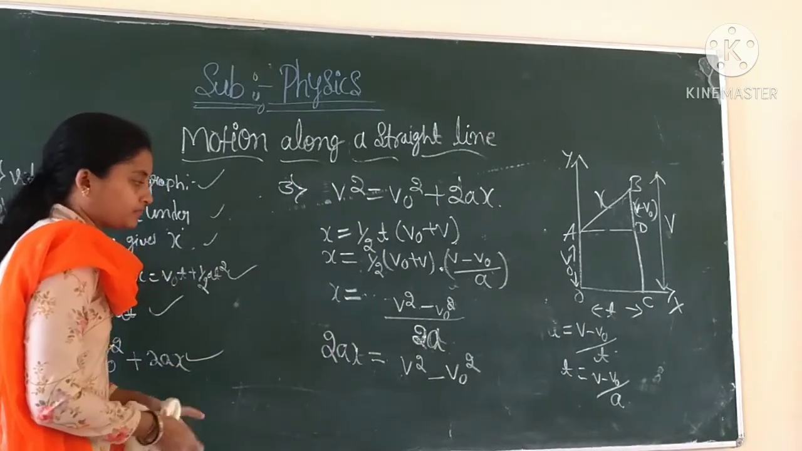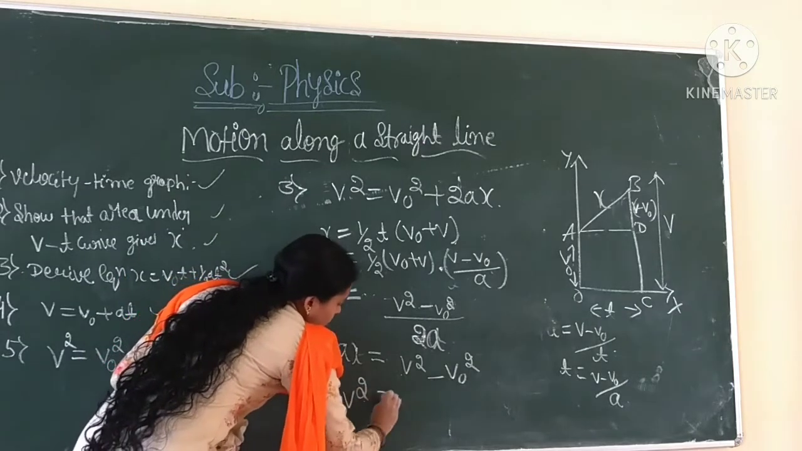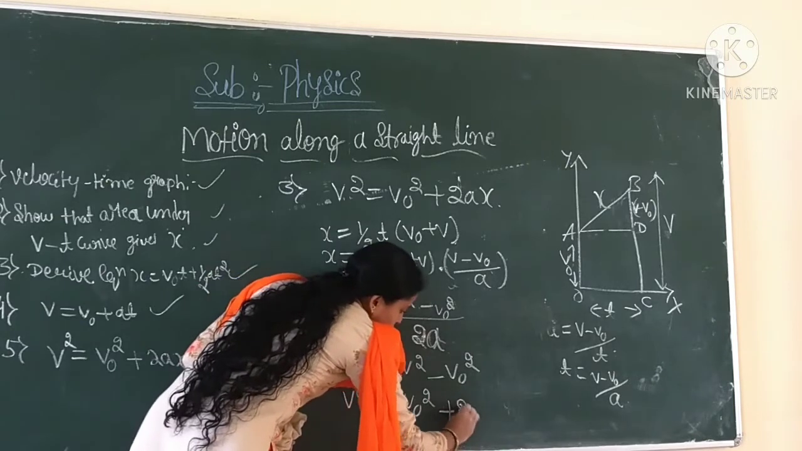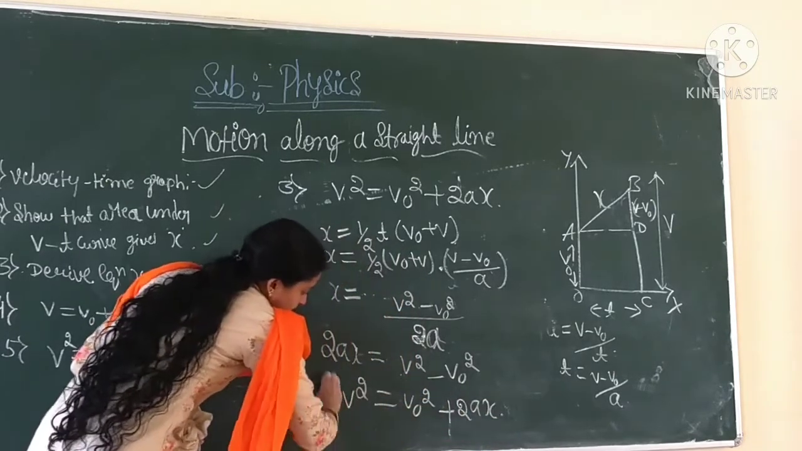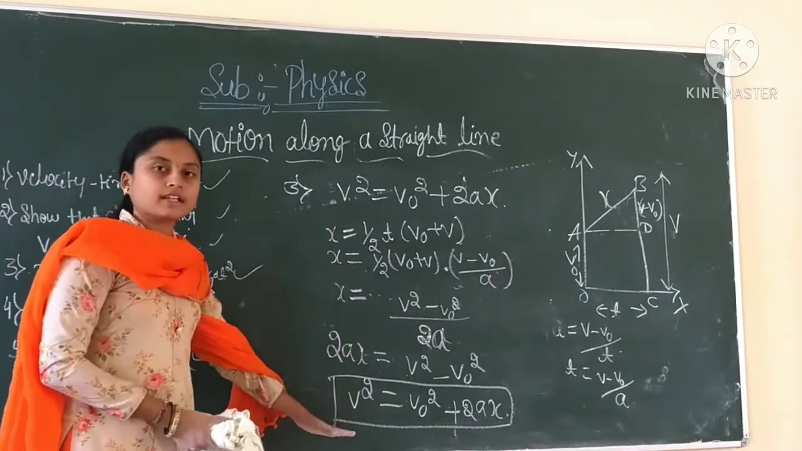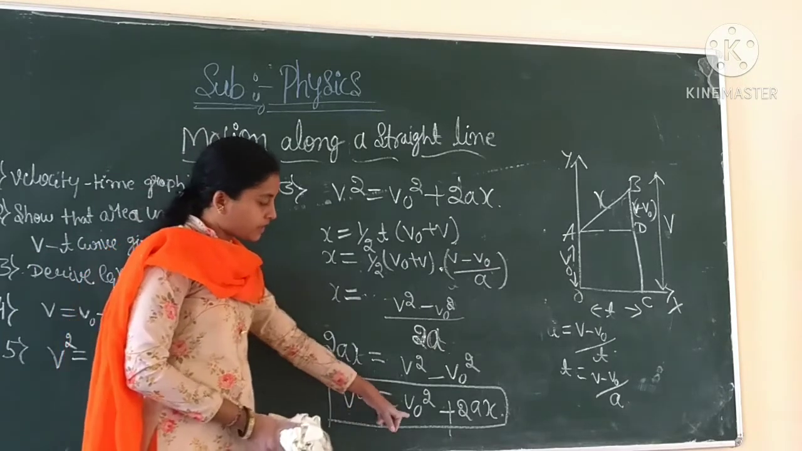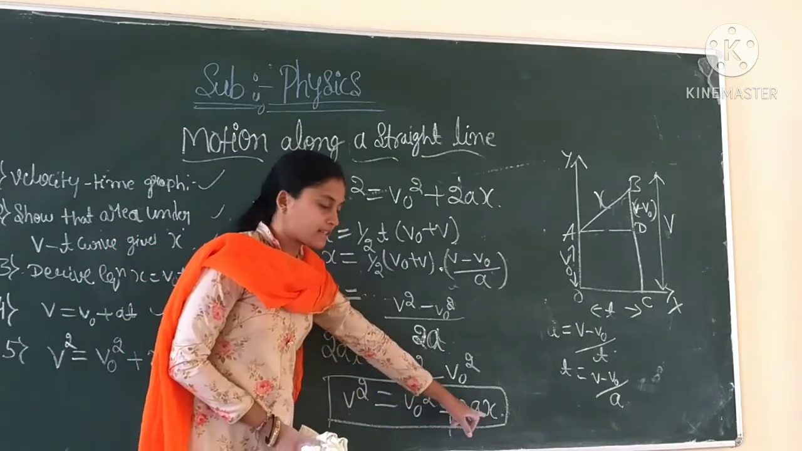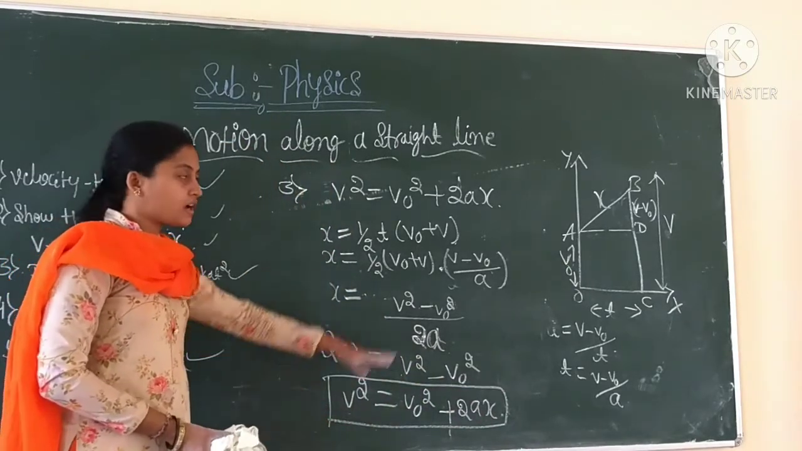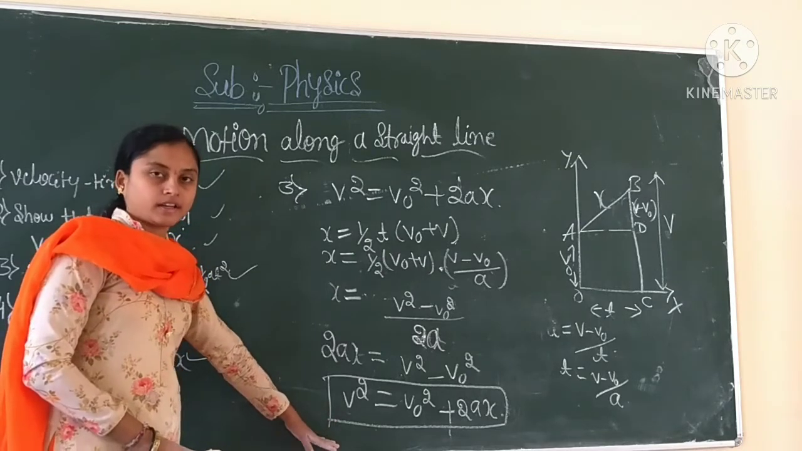V naught square. Here V square is equal to V naught square plus 2a into x. This is the final equation by using the VT graph. V is the final velocity, V naught is the initial velocity, a is the acceleration, x is the displacement. This equation is derived by using the VT graph. Okay. So this is the final equation.